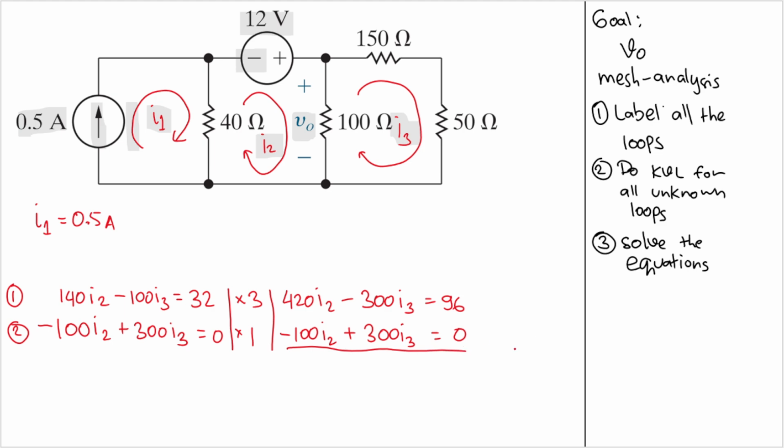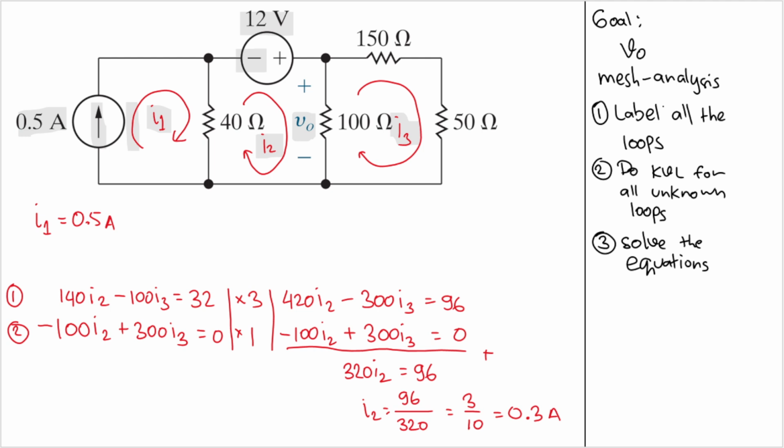Now, what can we get from here? I will have, not minus, 420 minus 100 is 320. 320 of I2. But I3 here will cancel each other, and so I will have 96 here. And so I will have I2 here is equal to 96 divided by 320. Okay, and let's divide this by 32, right? So I will have 3 over 10. Yeah. So I will have 0.3 ampere.